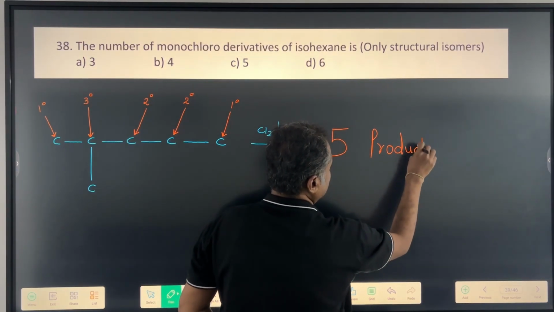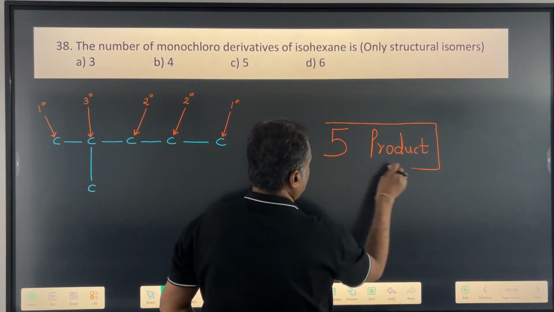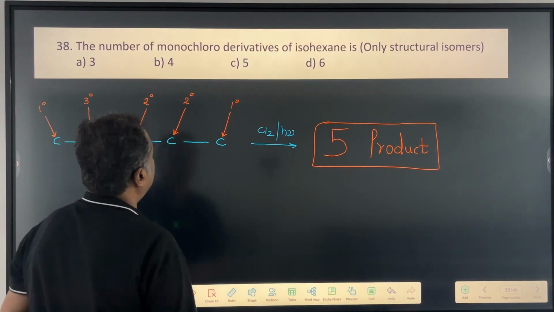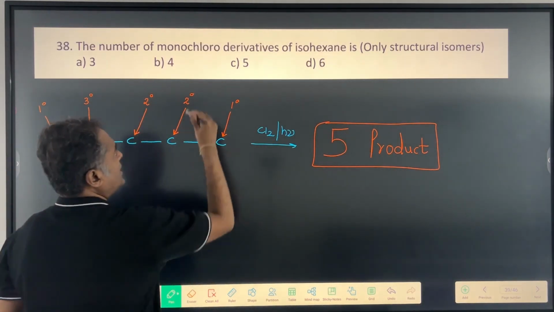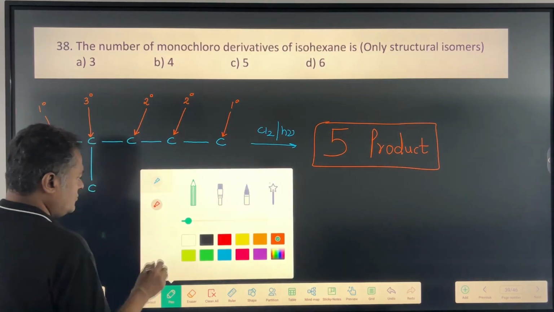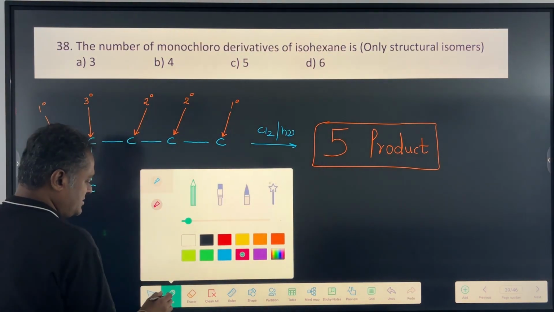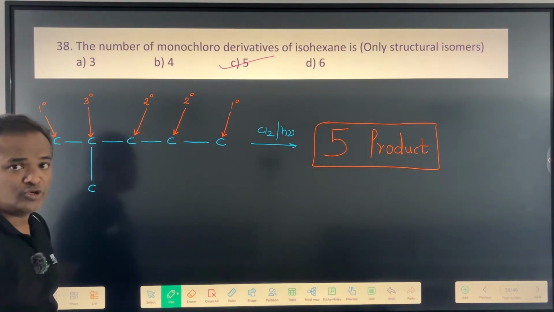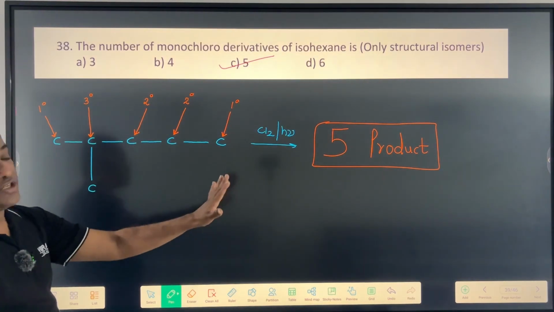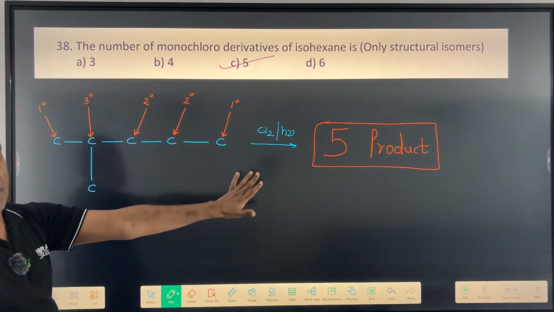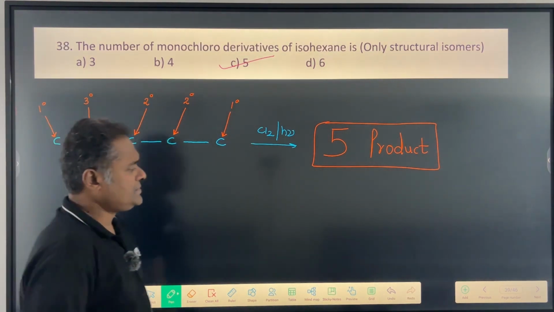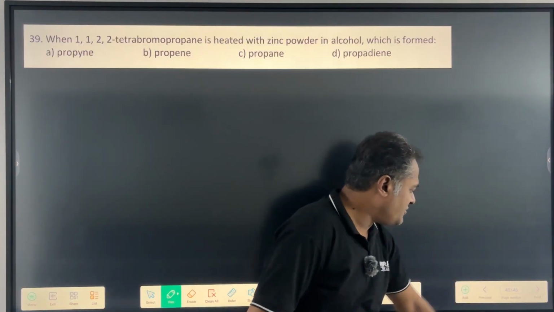So, the exact answer for our question is nothing but which one? Yes, I think the correct answer is C. Is it clear, child? Sure. Since the question asked is structural, we have only found out the structural isomers. We have not talked anything about stereo, correct? Now, let's proceed with the next question, child.